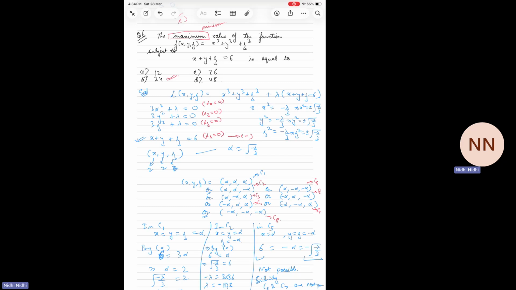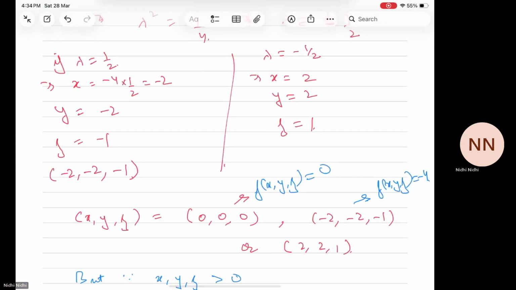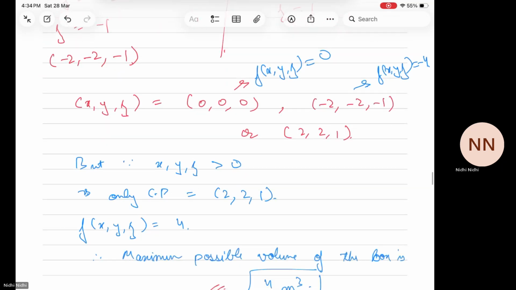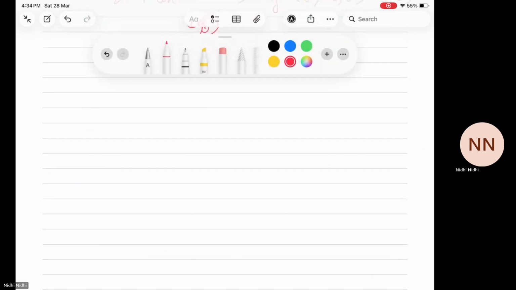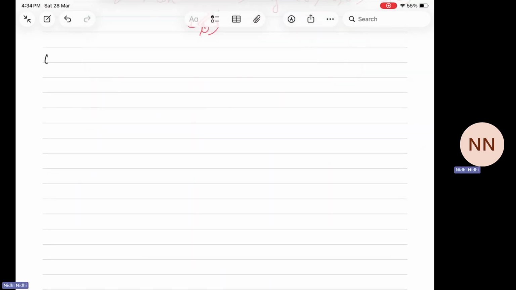This is probably the last problem for today's session. This is question number 7. State whether true or false.